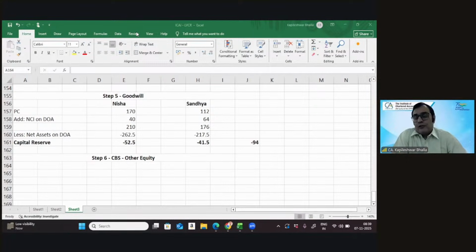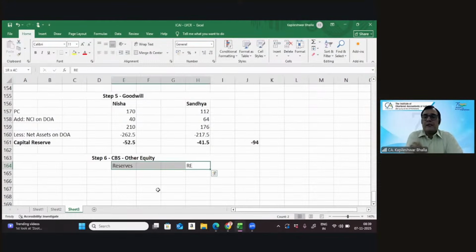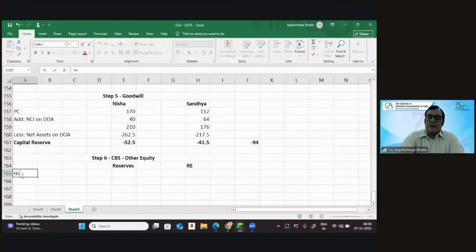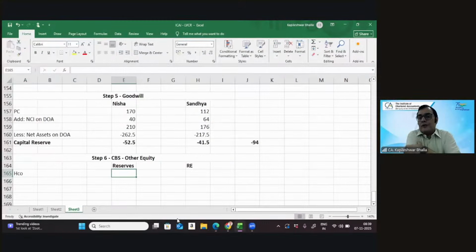And that's right, 3 focus points. We need to consider the share in post-acquisition, the goodwill impairment, and the stock reserve, which is downstream in nature. Super. Now we need to consider both the companies, so we need to be careful. Let's consider there are reserves and RE, because the parent company has got reserves and RE. So let's take the holding company's own reserve.